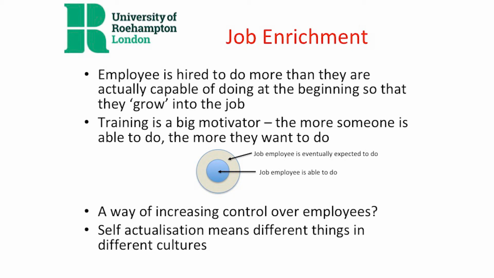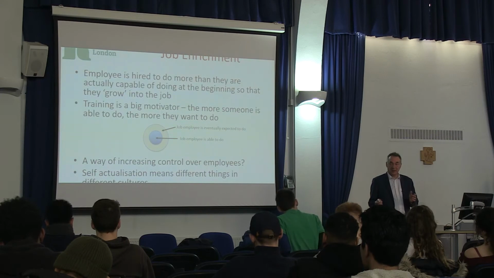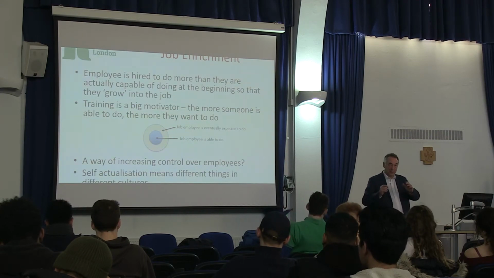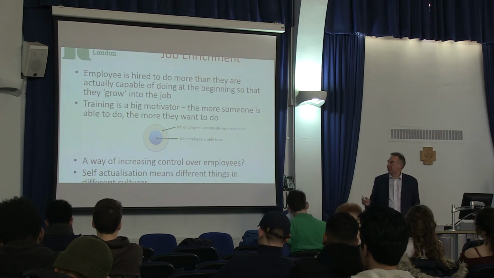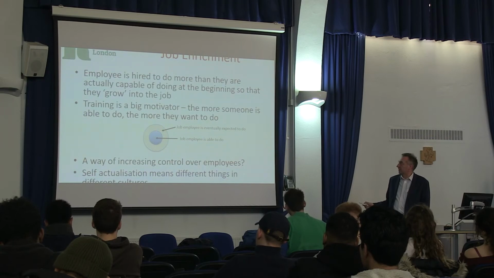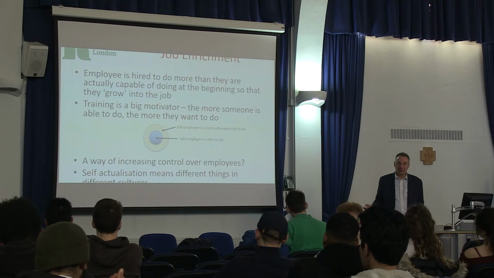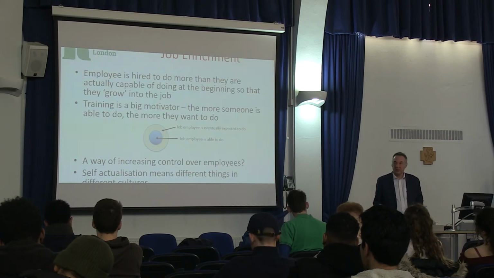And what Herzberg says is that when you employ somebody, you should employ them to do more than they can actually do when they start. So when they start, they have certain skills, certain aptitudes, certain knowledge, but then you give them a job which is bigger than that, which requires more of them, so they can grow into it, so that they experience work as personal growth. So they grow from the blue circle here, which is what they're able to do at the beginning. You train them, you nurture them, you give them advice, and they grow so they can do the larger job.